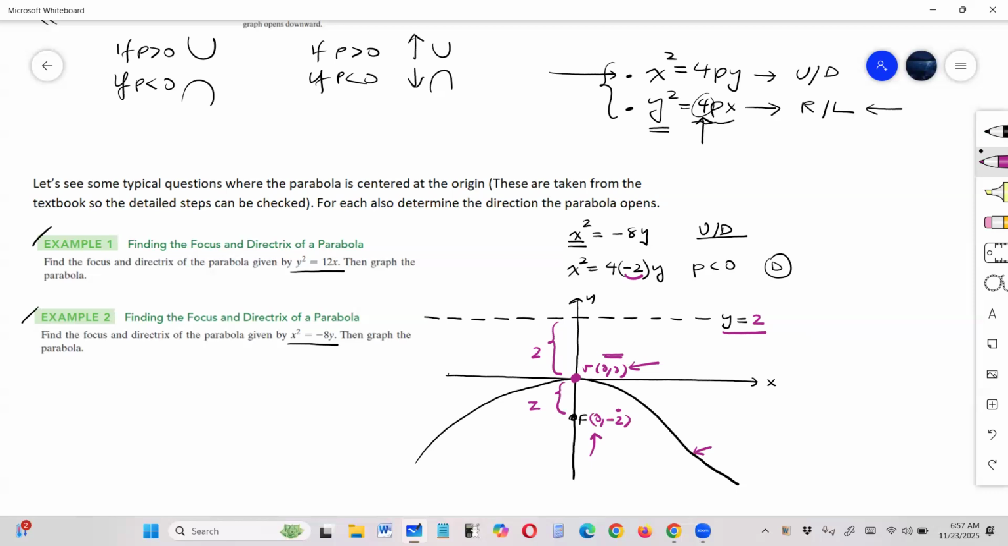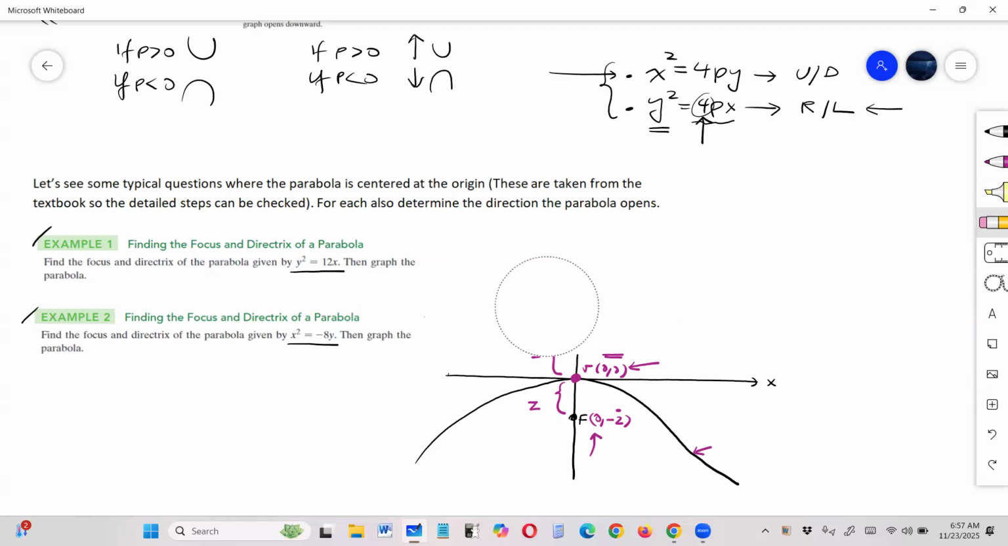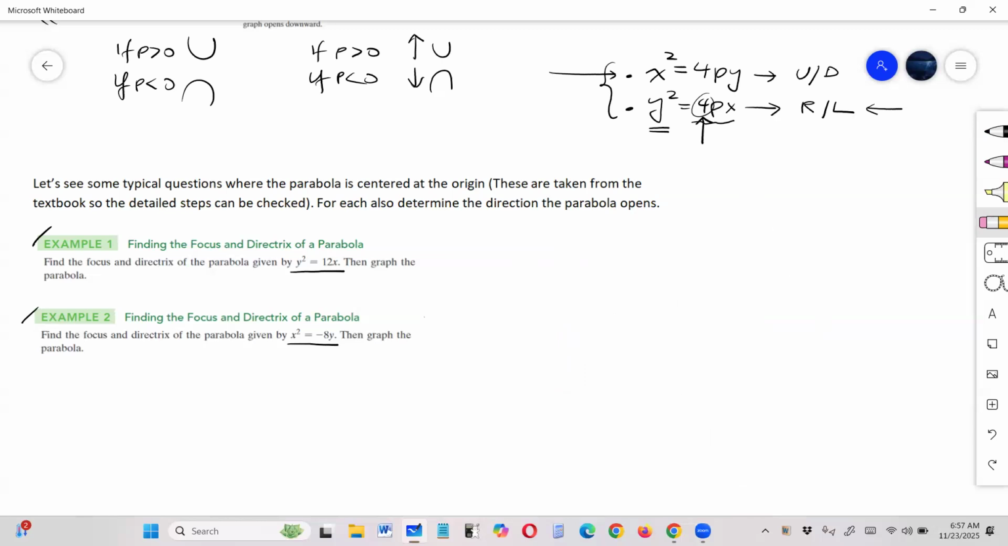Okay? Now, somebody might be thinking, well, Professor, what if we cannot factor a 4? Well, we are always going to be able to factor a 4. So, for example, imagine that we have an equation that looks like this. Okay? So again, we identify this as either up or down, right or left. But this is the case where I have x equals y squared. So the y squared is right or left. So this is a right or left.